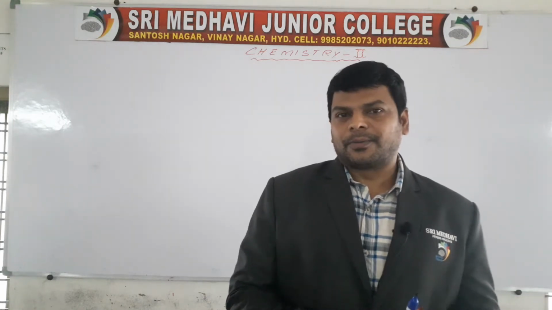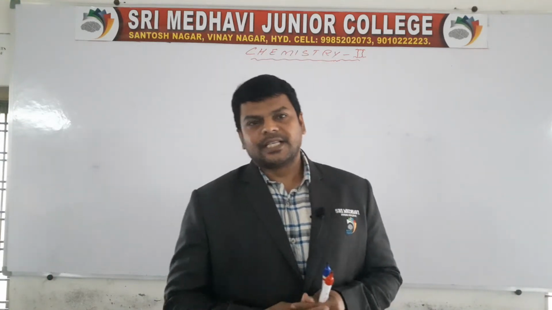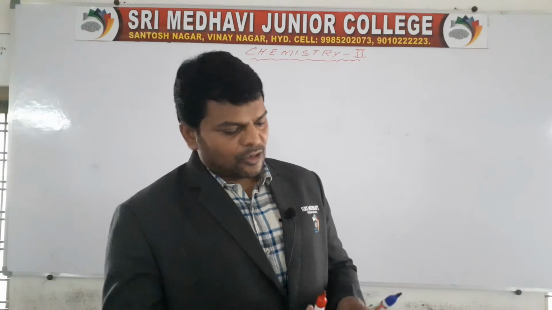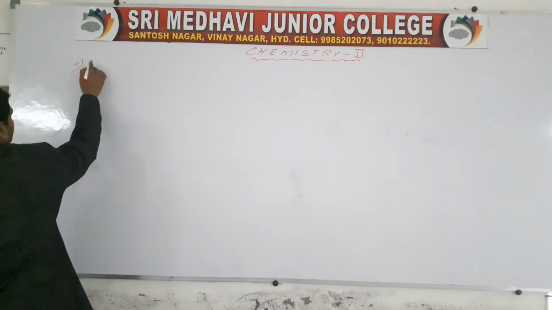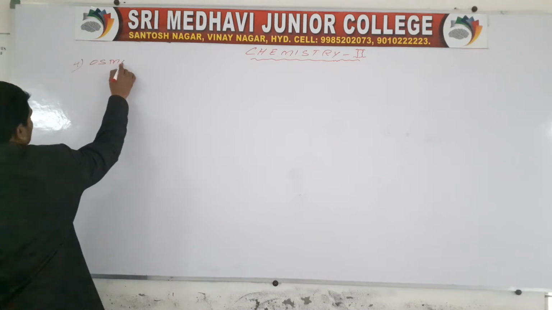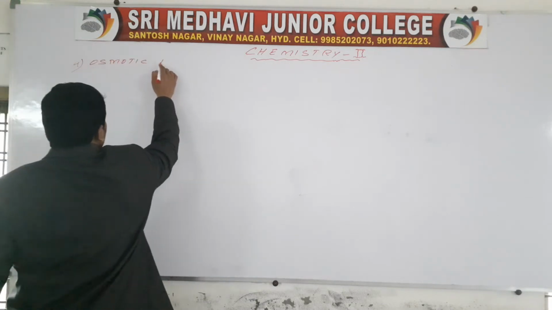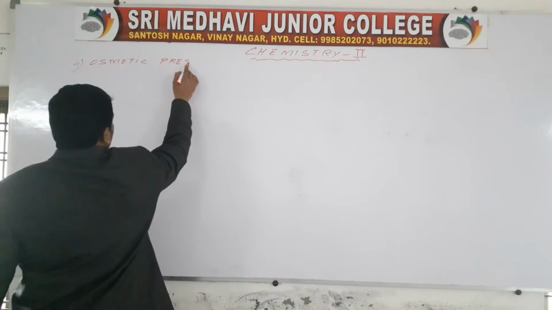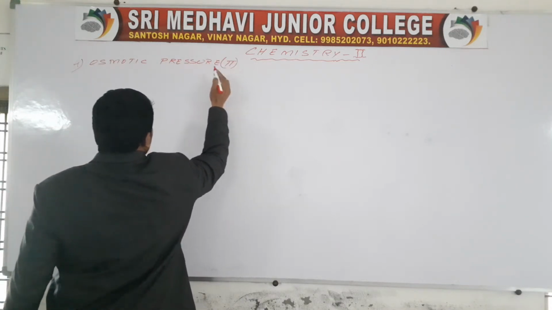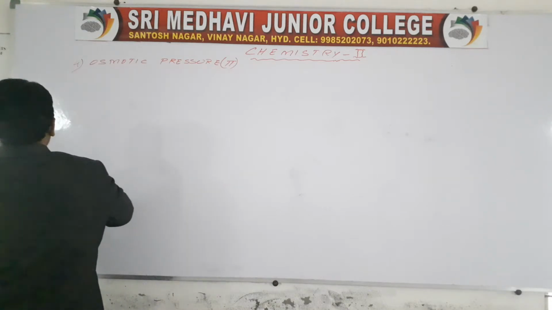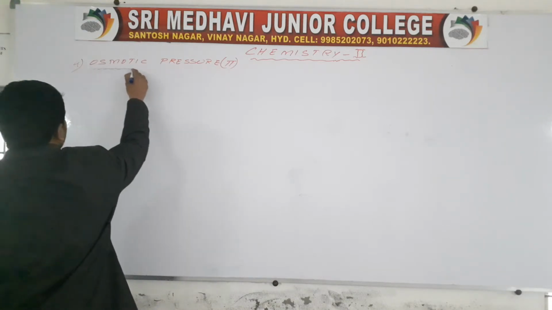In the previous class we discussed three colligative properties, which are relative lowering of vapor pressure, depression of freezing point, and elevation of boiling point. Now we are going to discuss the next colligative property. The fourth one is osmotic pressure. Osmotic pressure is denoted by pi. So what does osmotic pressure mean?